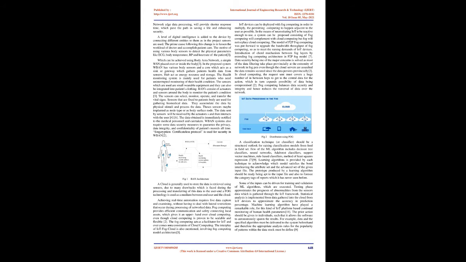Fig 1: BAN architecture. A cloud is generally used to store the data retrieved using sensors, due to many drawbacks which are faced during the processing and transferring of this data to the user, and fog technology is used as a medium between the end user and the cloud.